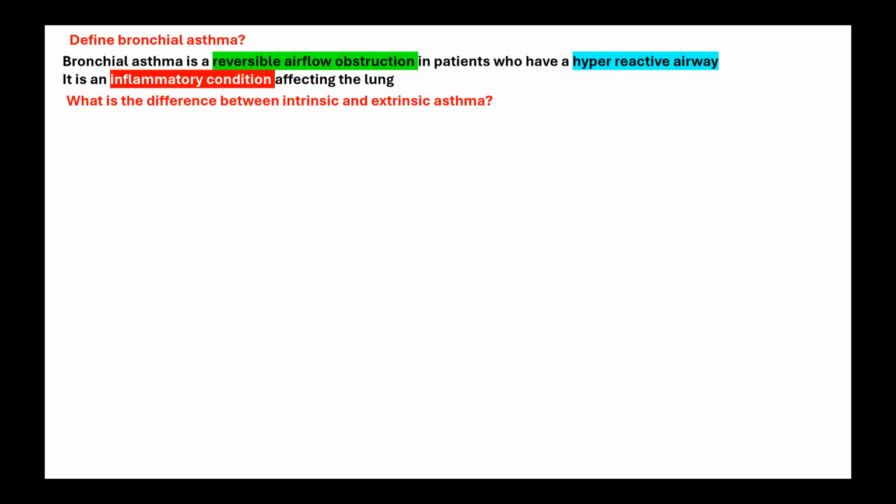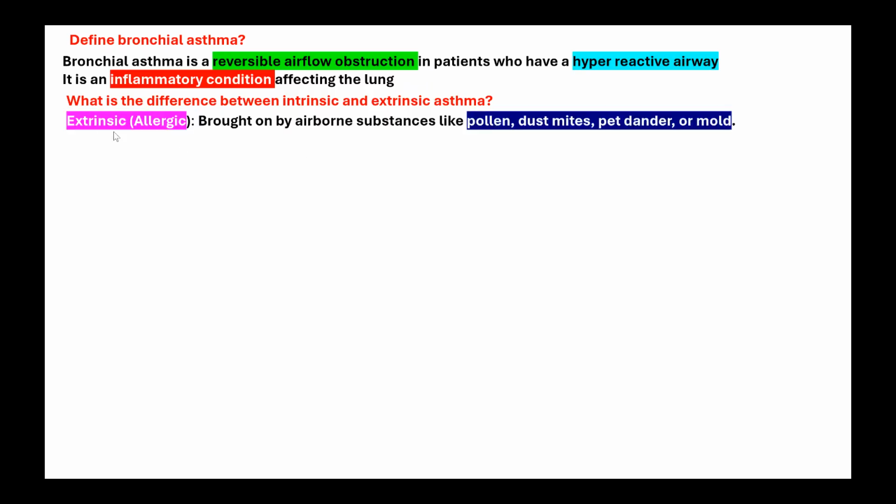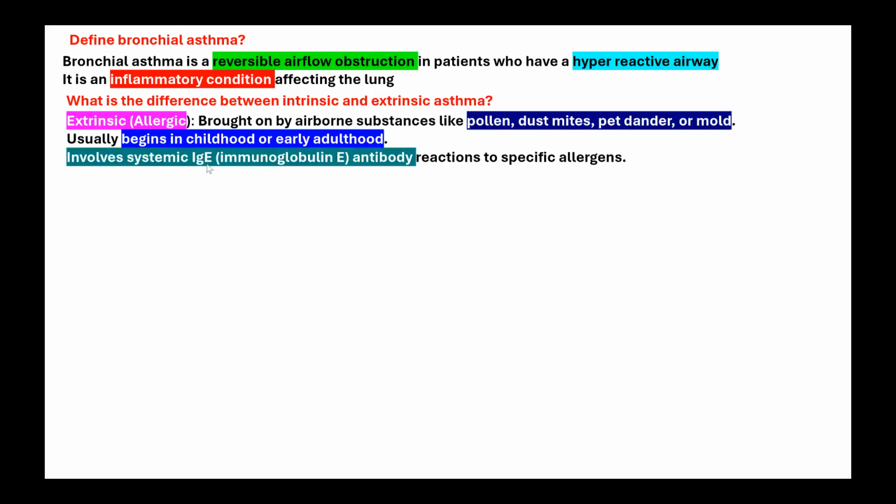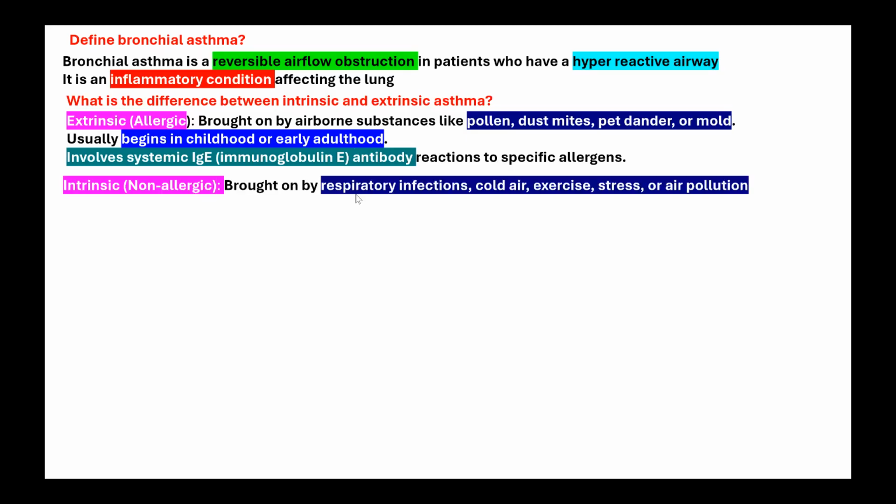In extrinsic, mostly the skin test will be positive, sir. Which is IgE mediated, which is non-IgE mediated? Extrinsic is IgE mediated. That is, extrinsic is also known as allergic asthma brought by airborne substances like pollen, dust mites, dander, and usually begins in childhood or early adulthood. Okay? And involves systemic IgE, immunological mediated antibody reaction to specific allergens. So if these three characteristics are there, it is called extrinsic or allergic asthma.